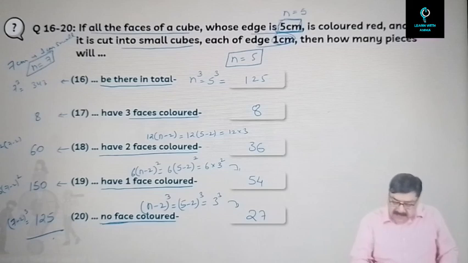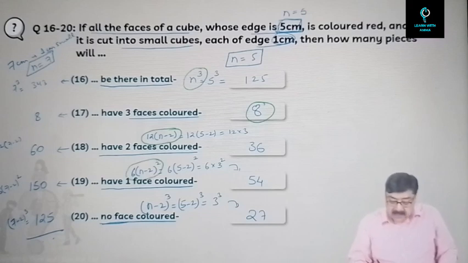So just by applying these simple formulas that I gave you here, you should be able to solve the questions. So once again, total number of cubes shall be n cube. 3 faces colored, always 8. 2 faces colored, 12 into n minus 2. 1 face colored, 6 into n minus 2 whole square. And no face colored, n minus 2 whole cube.